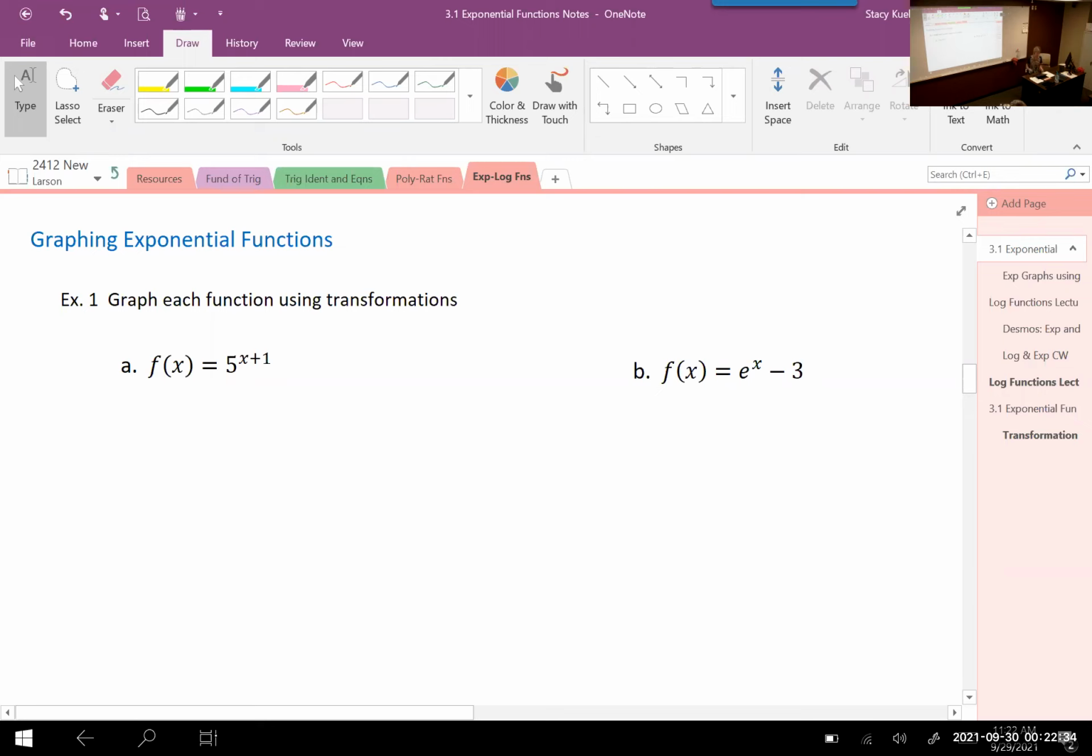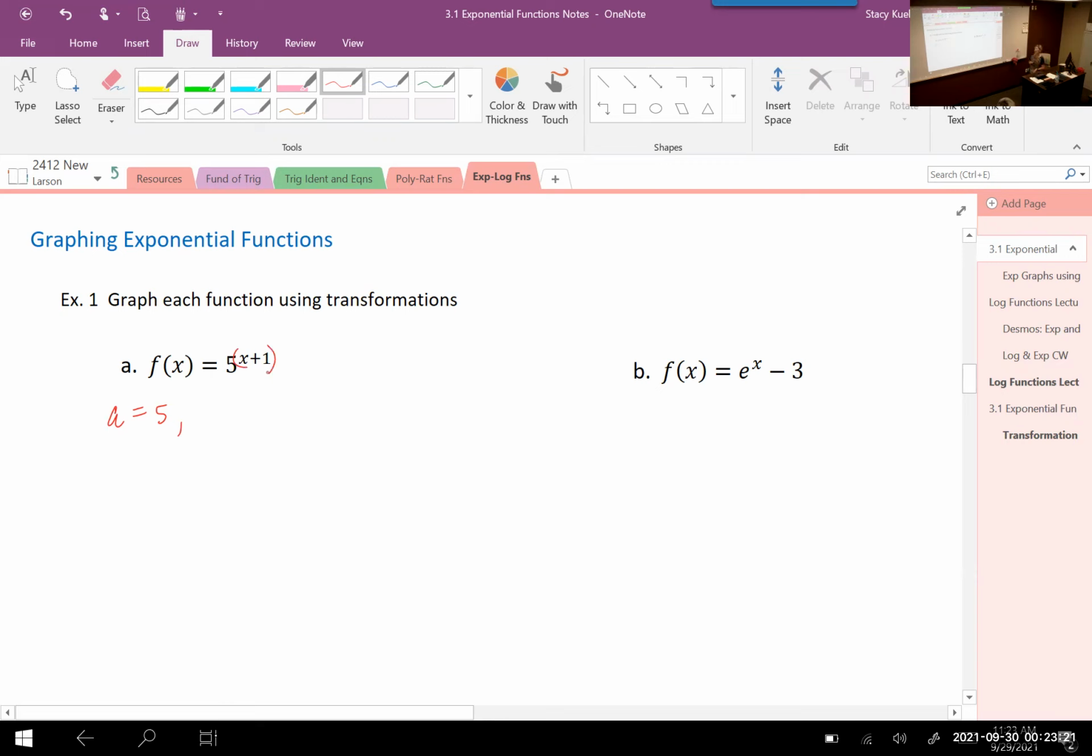So when I ask you to graph these exponential functions using transformations, we'll use kind of what we've already gone over in trig. So here I have the function f of x is equal to 5 raised to the x plus 1 power. All I'm going to look for when I graph these is, it's not anything too terribly big, but it's helpful to write down what the base is. Our base that we have here is equal to 5.